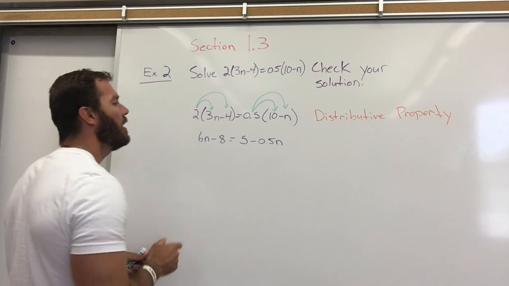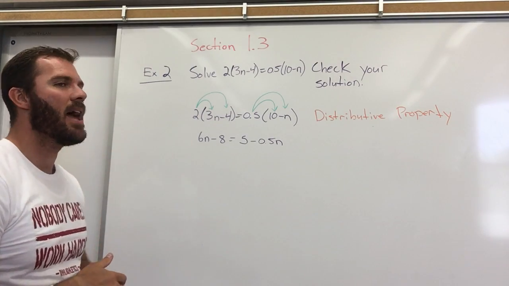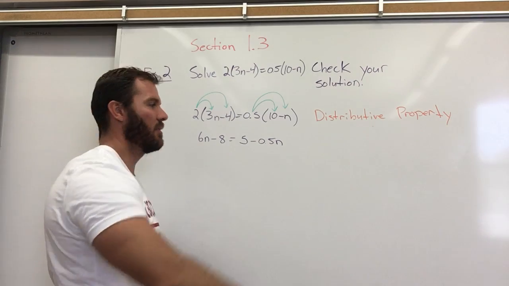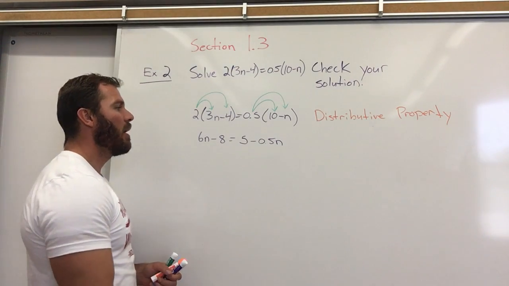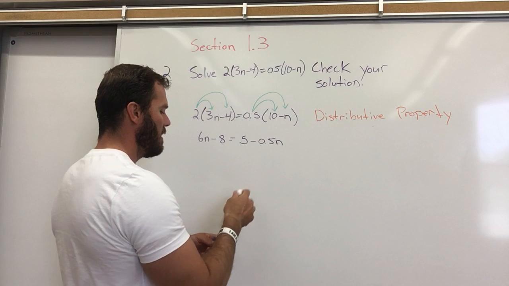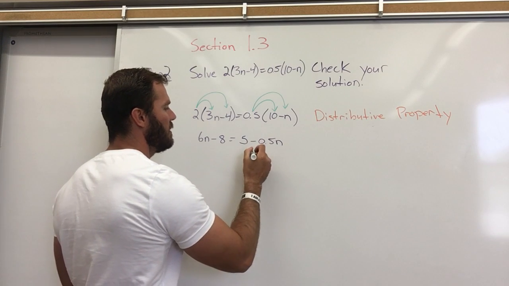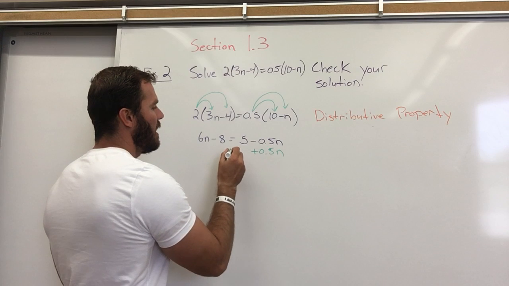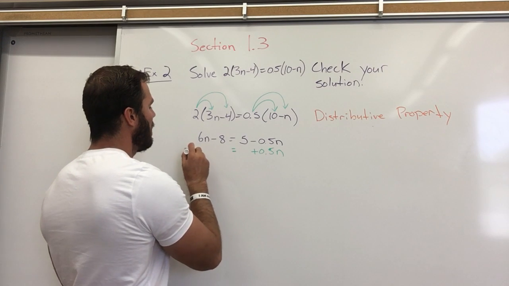Now, we need to combine our like terms. We need to get n on one side of the equal sign and everything else on the other. And by doing that, we're going to get rid of this 0.5n here by doing the opposite of what it is, which is adding 0.5n. You must do the same thing on this side.